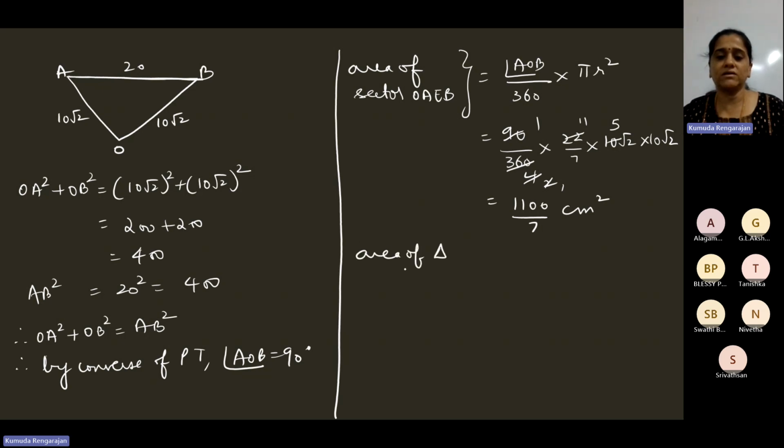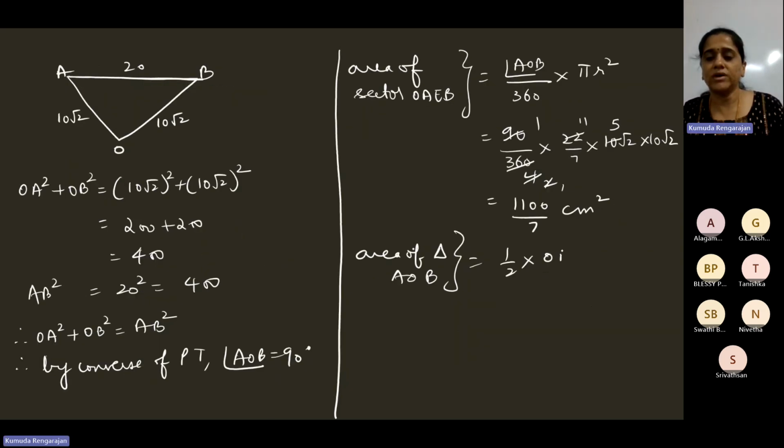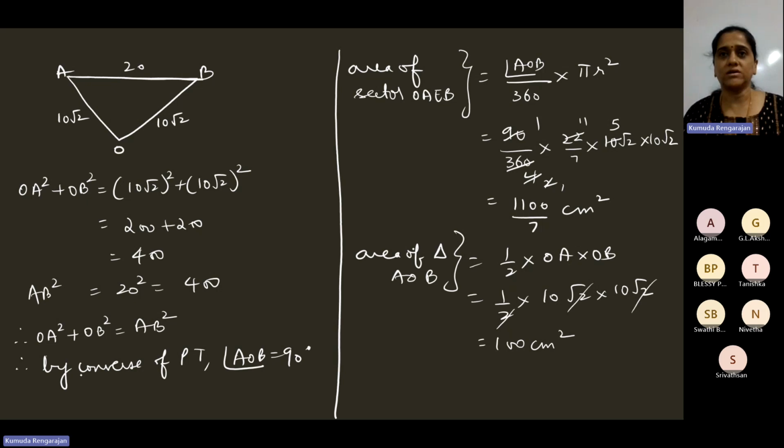What's the area of the triangle? Area of triangle AOB is equal to half into base into height, half into OA into OB. So half into 10 root 2 into 10 root 2. So this will get cancelled. 2 and this 2 and this root 2 will get cancelled. So it's 100 centimeter square. Correct? Area of the triangle.